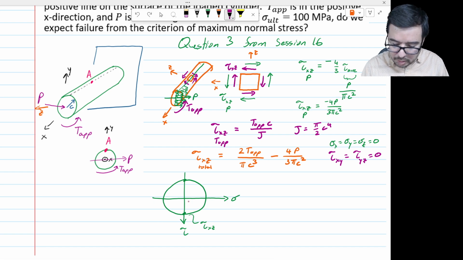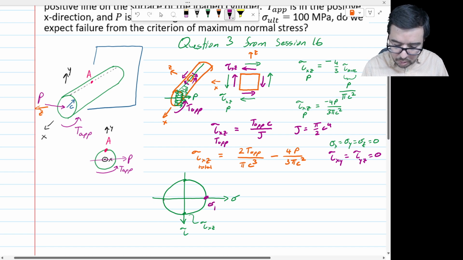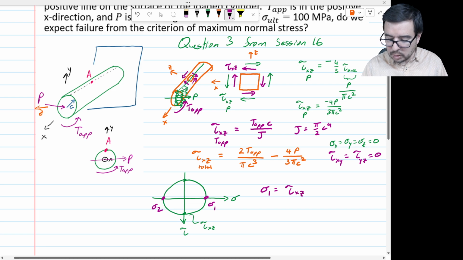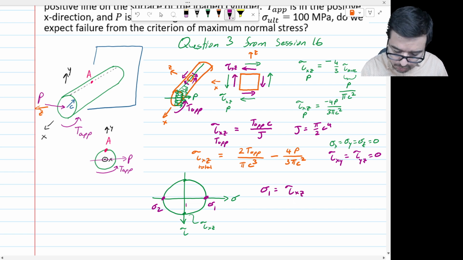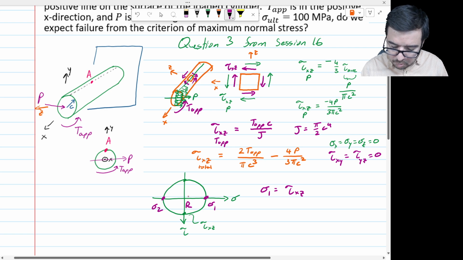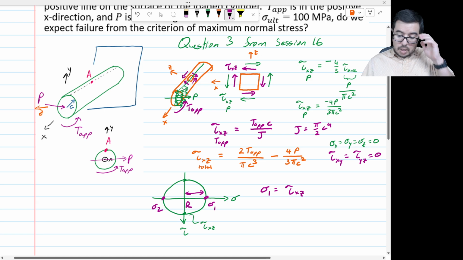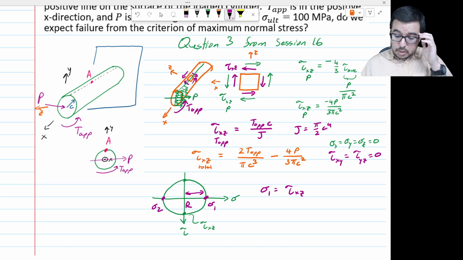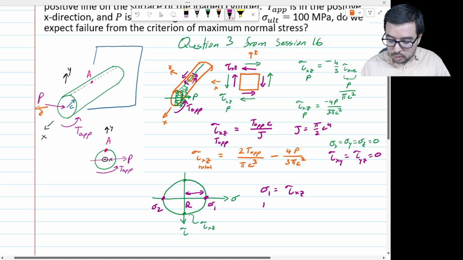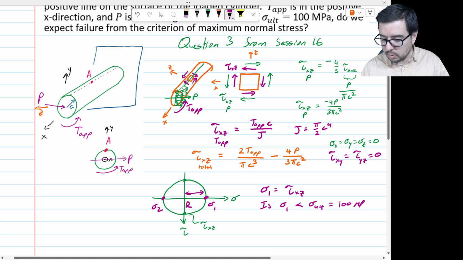In that, we'll say that the sigma 1, and we'll call this sigma 2. Sigma 1, what is sigma 1 equal to? Well, sigma 1 is just equal to tau xz, because this is the radius, and the radius is going to be that same distance there as well. And the question is, is sigma 1 less than sigma ultimate, which in this case was 100 megapascals?